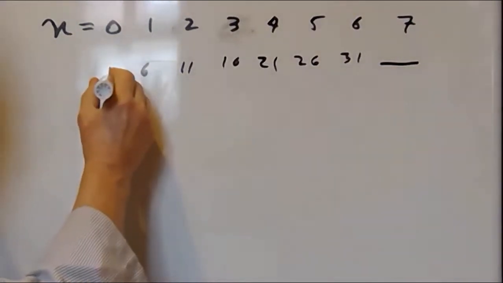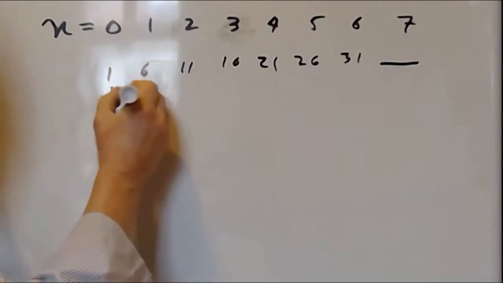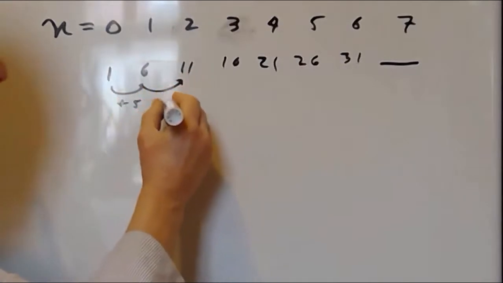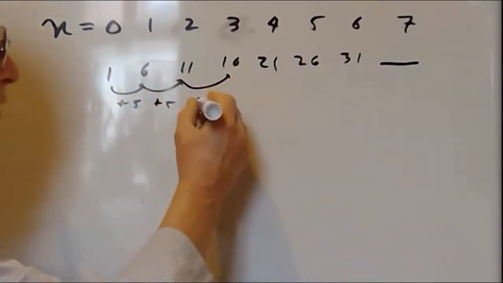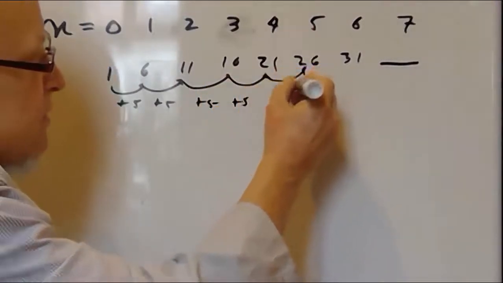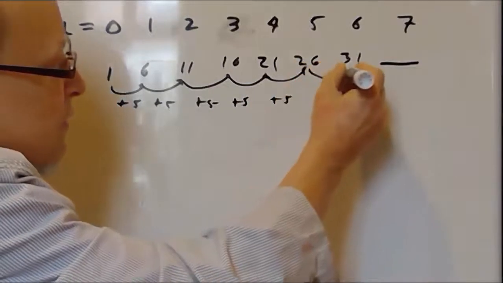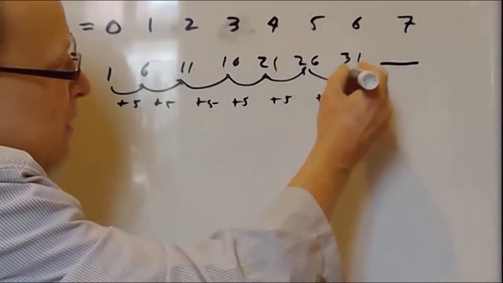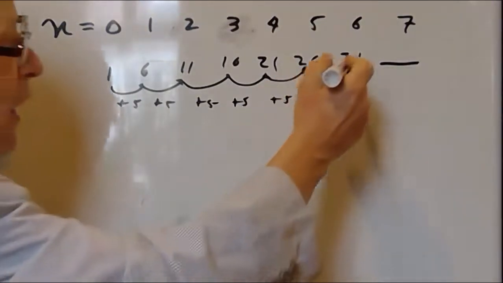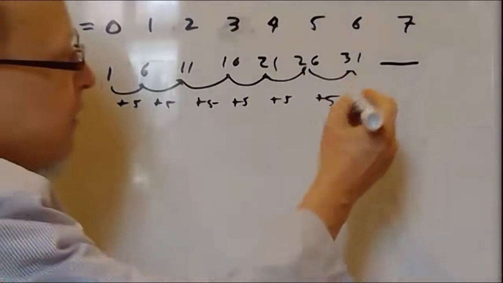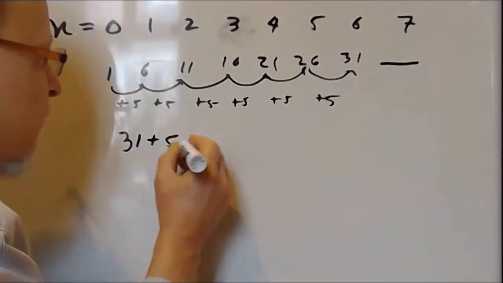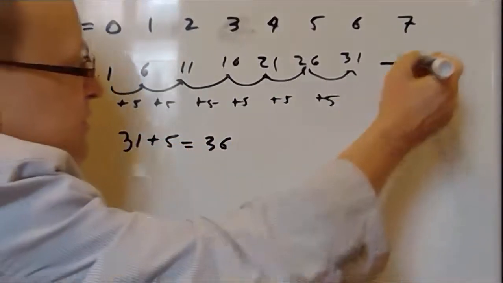So we look at this and we see that to get from 1 to 6, we have to add 5. To get from 6 to 11, we have to add 5. And we continue adding 5 to get to each of these numbers. So that means that in order to get our last number, we have to add 5 to 31. So that will be 31 plus 5, which will give us 36.